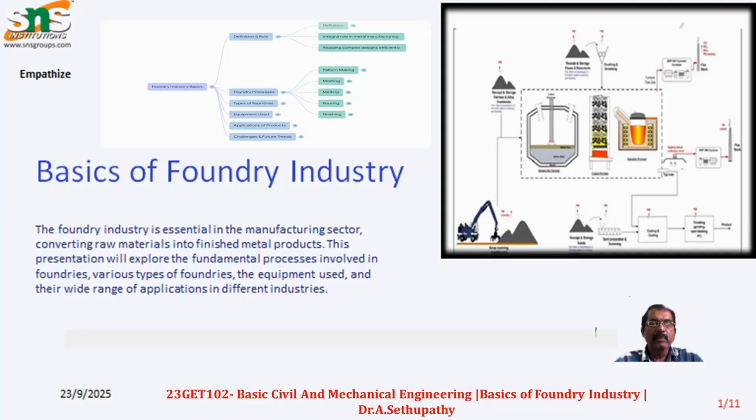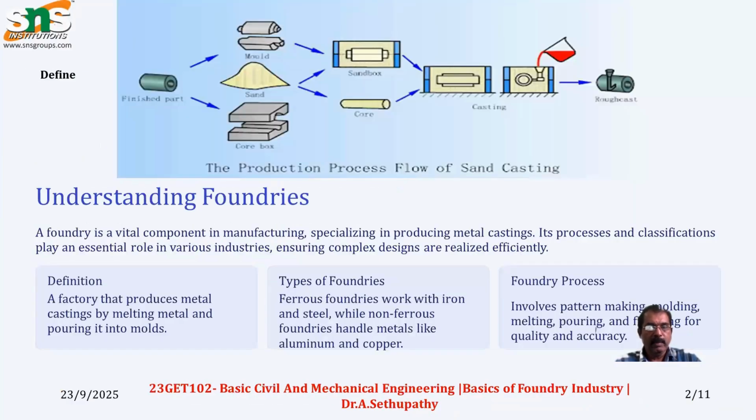So this is the green sand molding process. In dry sand molding, we use carbon dioxide gas for sand tightening, but all other processes are the same. So this is the basic foundry process. This is the schematic diagram of the process flow of sand casting. You can see the pattern; the pattern will make the molds in two boxes.